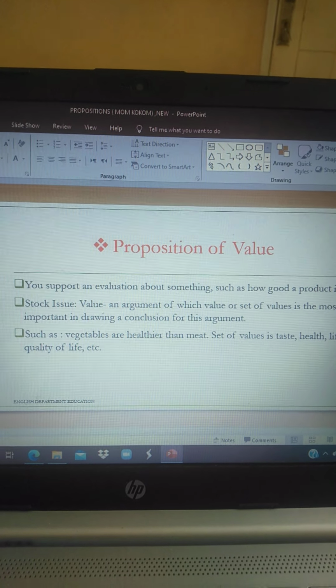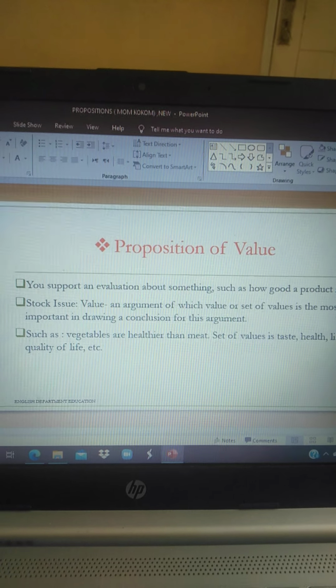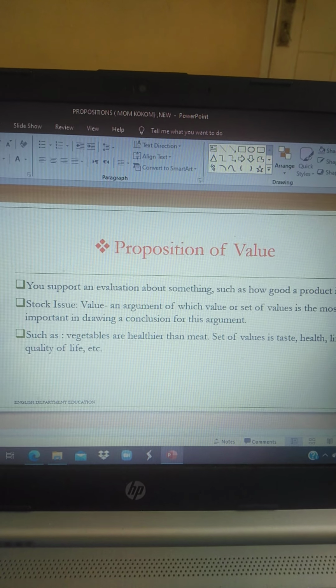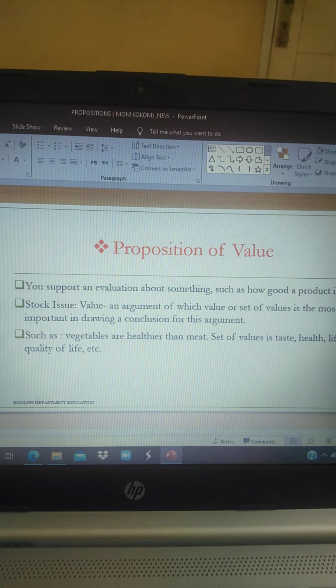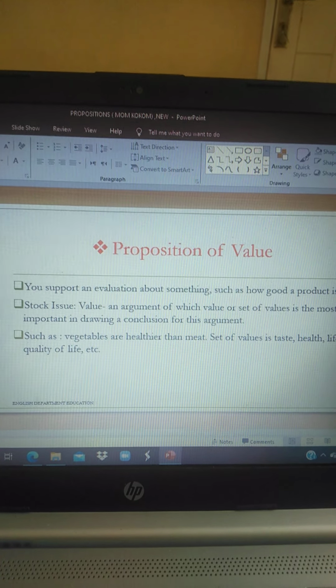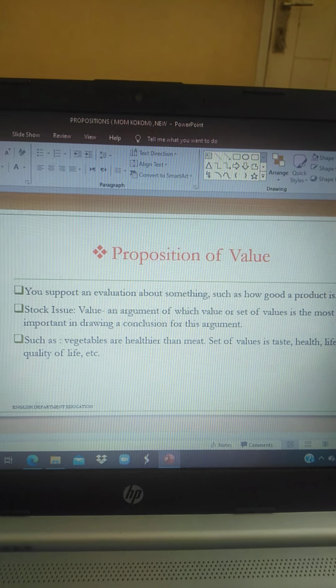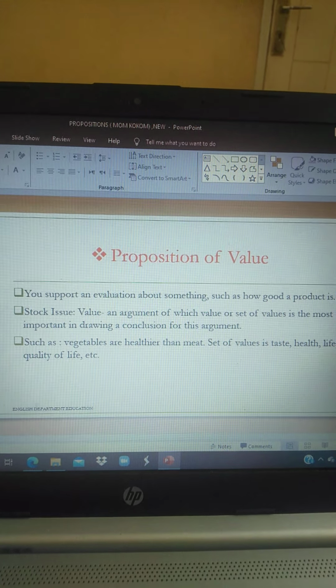Propositions of value. You support an evaluation about something, such as how good a product is. Stock issues: value is an argument of which value or set of values is the most important in drawing a conclusion of this argument, such as feasible or healthier than another. A set of values is taste, health, life, quality of life, etc.